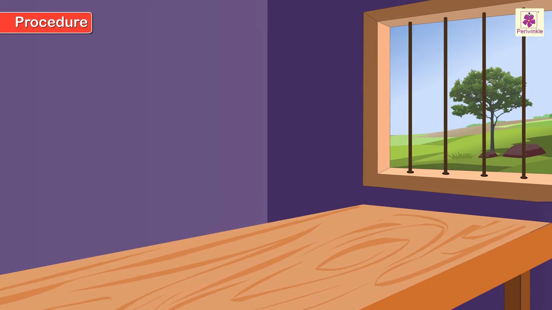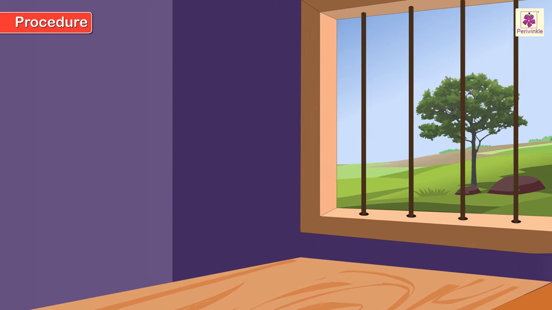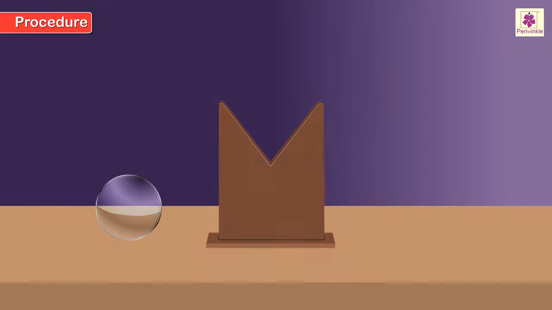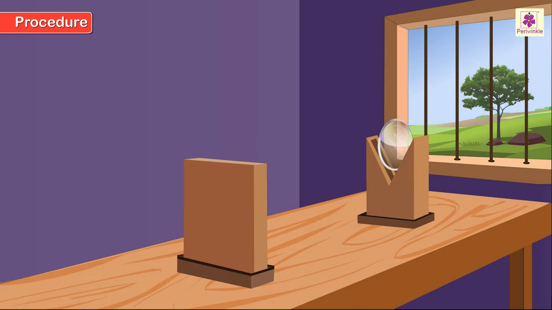Look out of a window of the laboratory and select any distant object that is brightly lit by the sun. For example, we shall consider this tree. Place a convex lens fixed in its stand on a table in the laboratory. Also, place a screen with its stand on the same table such that the vertical planes of the object, lens, and the screen lie parallel to each other.